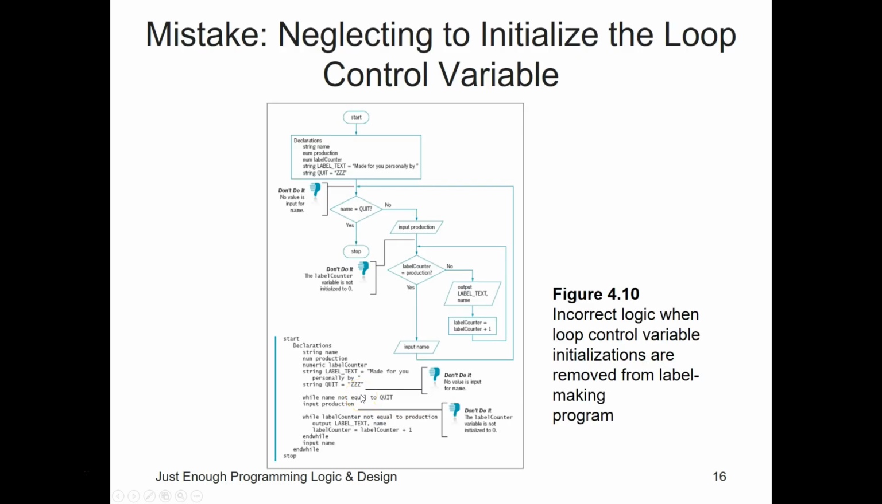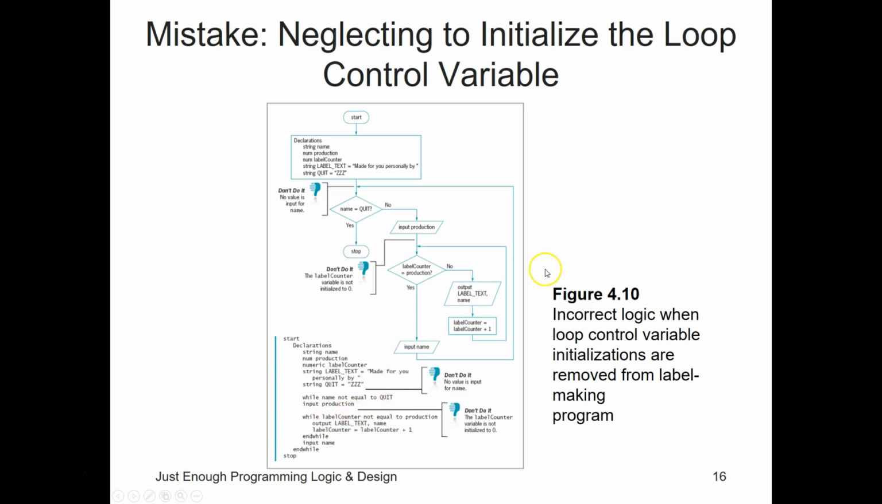So, we have to be careful here because what we didn't do though, did we get an initial value for that? Did we ask him for it? No. We also down here then, while label counter not equal to production, I don't see where we have any value for label counter. Output label counter equals label counter plus 1. So we're going to add that value over and over again.